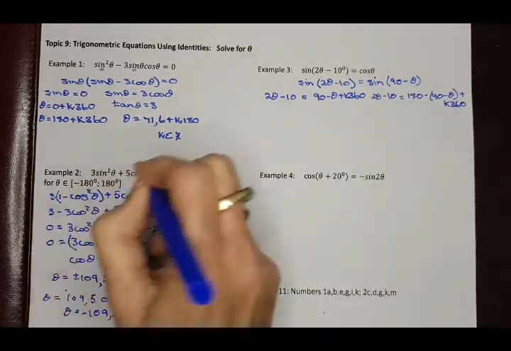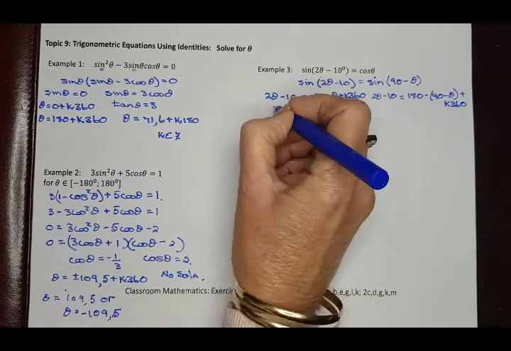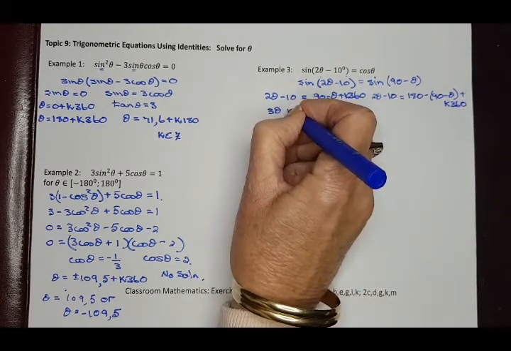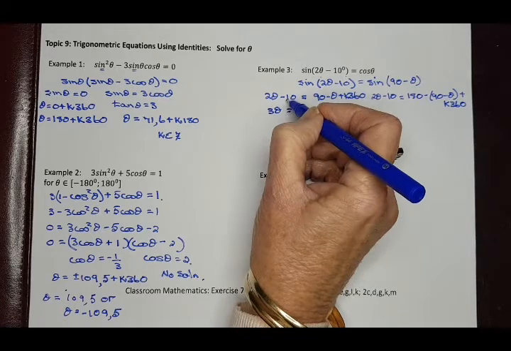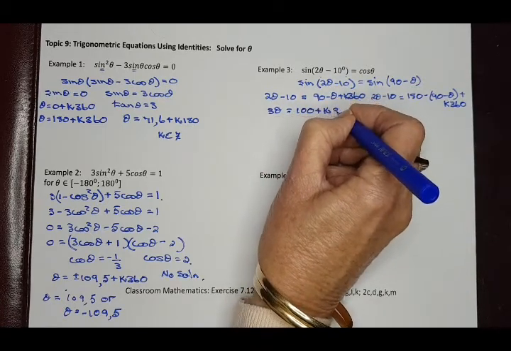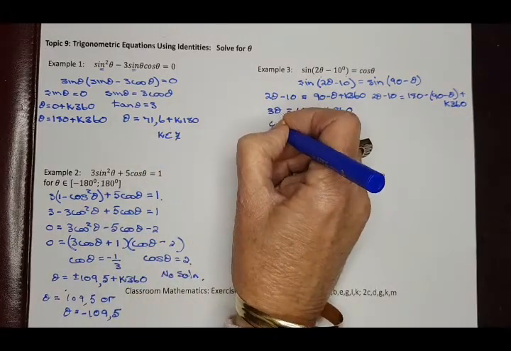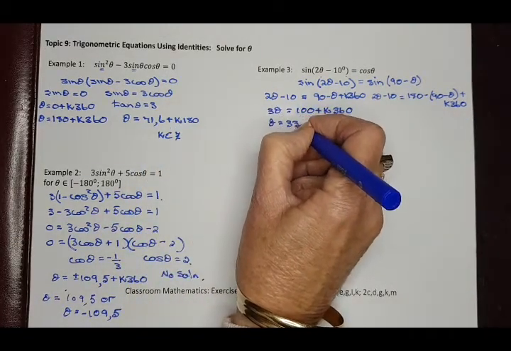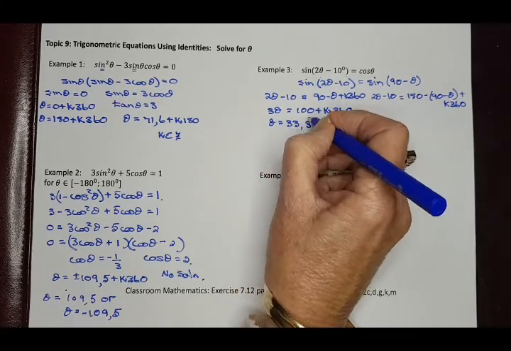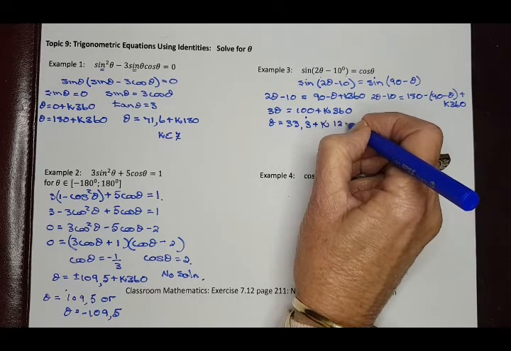In each of these equations, we have to get the theta by itself. 2 theta plus theta is going to give me a 3 theta. 90 plus 10 is going to give me 100 plus K360. I'm going to divide through by that 3. 100 divided by 3 is going to give me 33,3 recurring, plus K times 120.